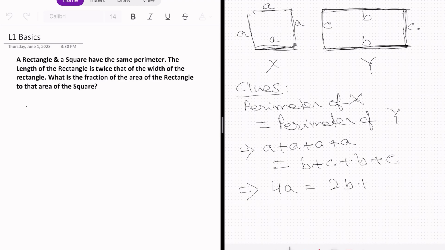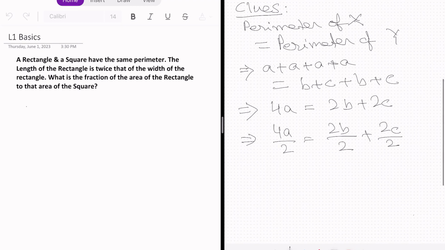If I add all the left hand side, it's 4a is equal to 2 times b plus 2 times c. I can simplify this further by dividing both sides by 2. 4a by 2 is the same as 2b by 2 plus 2c by 2, or 2a is equal to b plus c. Let's mark this as our first clue.